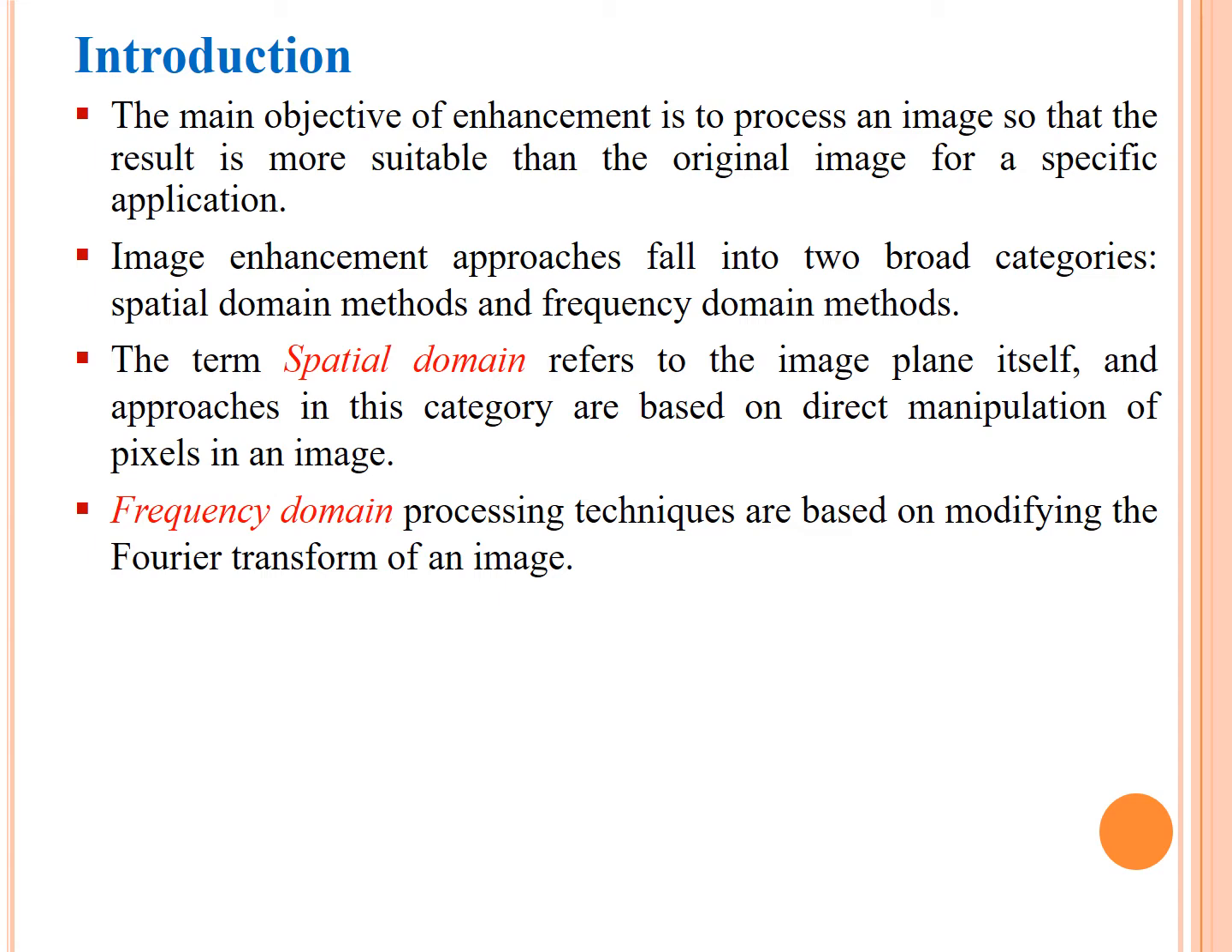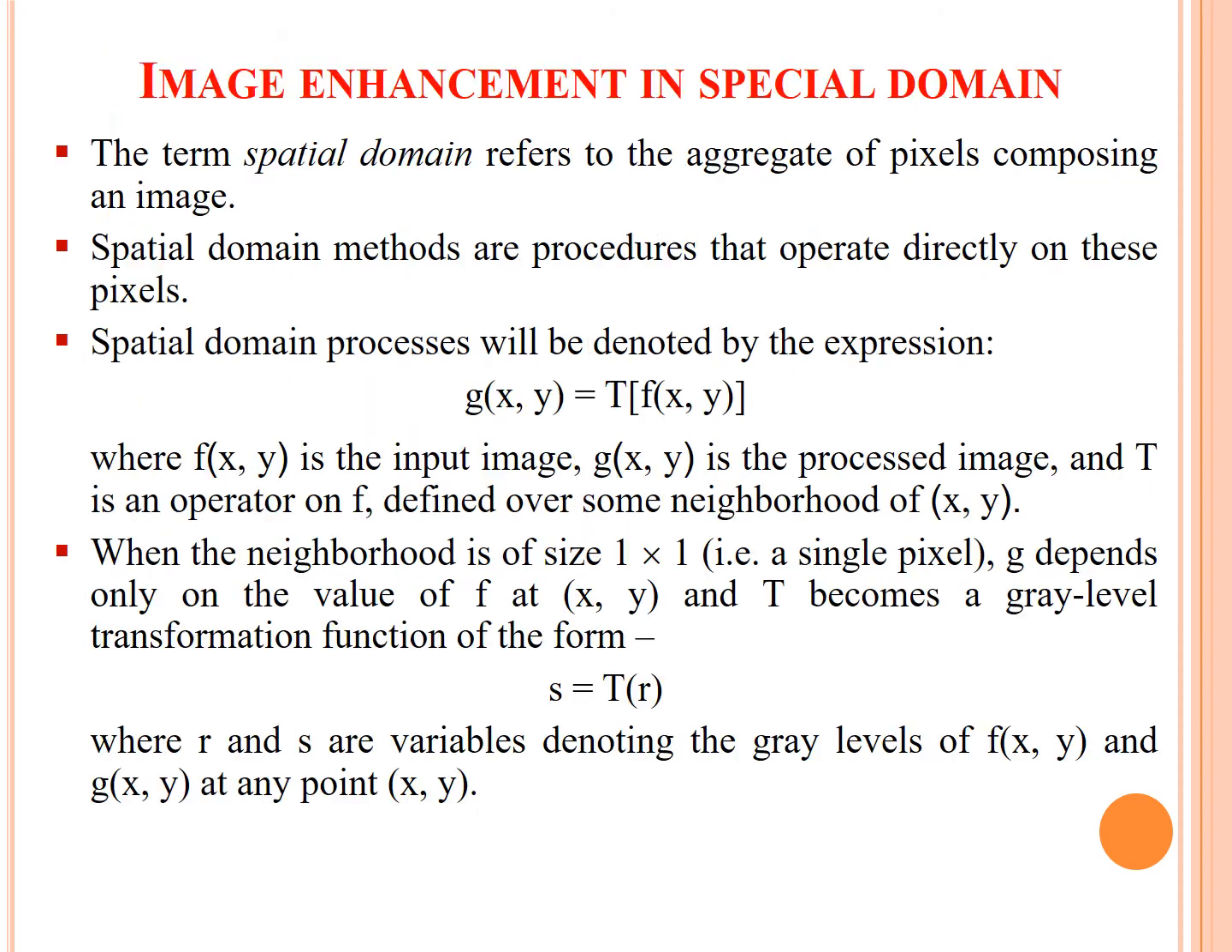The term spatial domain refers to the image plane itself, and approaches in this category are based on the direct manipulation of pixels in an image. Frequency domain processing techniques are based on modifying the Fourier transform of an image. Spatial domain refers to the aggregate of pixels composing an image. Spatial domain methods are procedures that operate directly on these pixels.